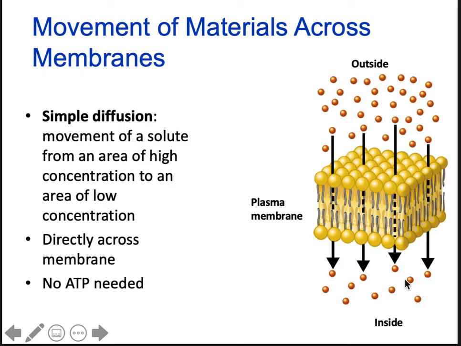Okay, so movement through the membrane. You've probably already learned about these processes in your intro biology class, but we will review them. So simple diffusion means that a molecule can move directly through the membrane, and it will always do this from the concentrated solute to less concentrated. So movement of a solute from an area of high concentration to an area of low concentration directly through the membrane. And because of this concentration gradient, you do not need any ATP. So this is called simple diffusion.